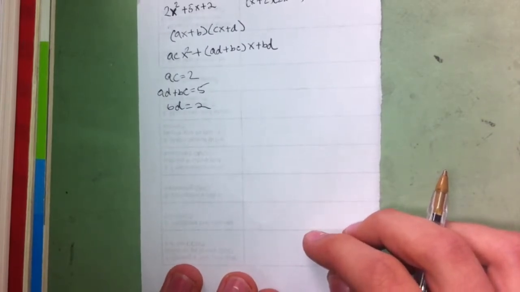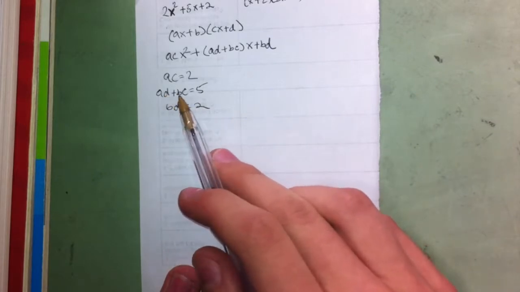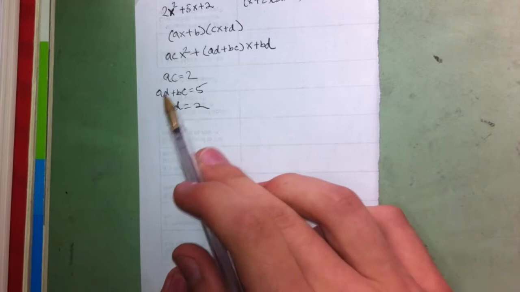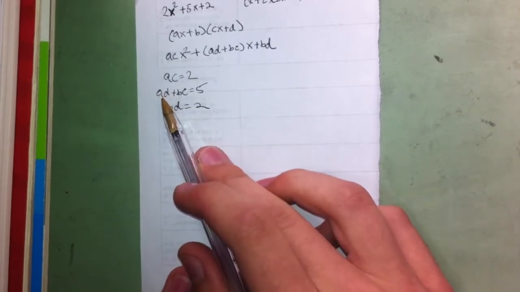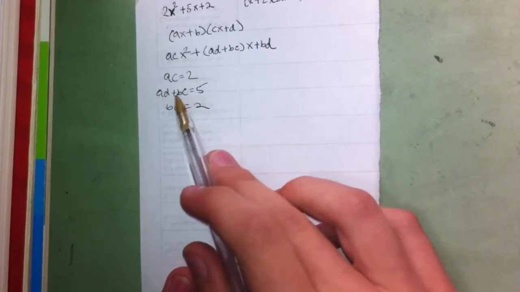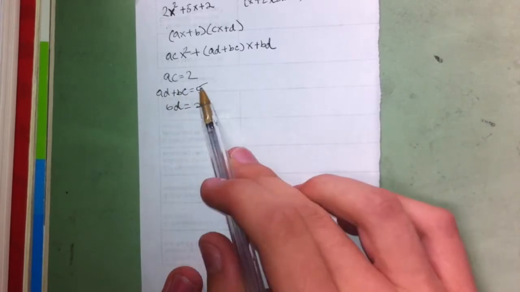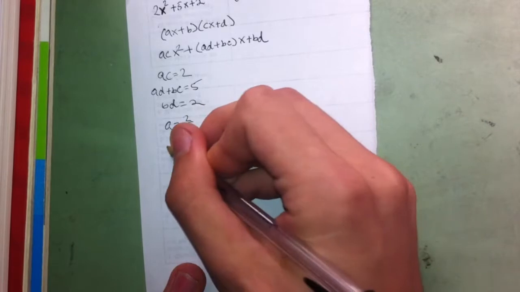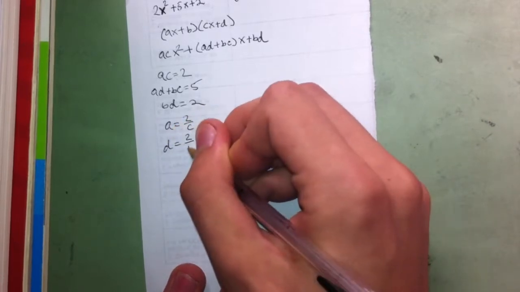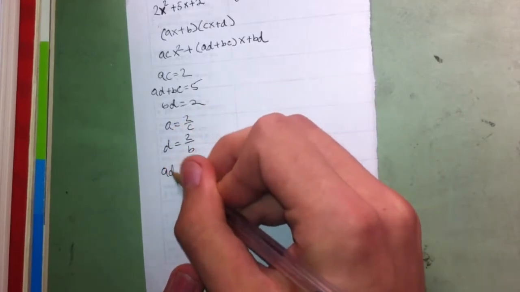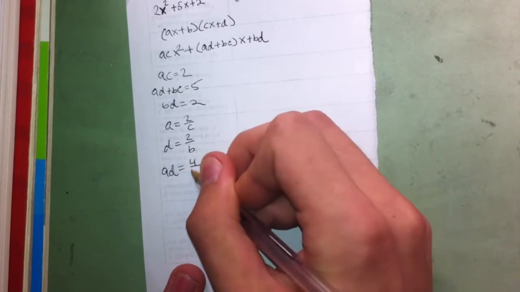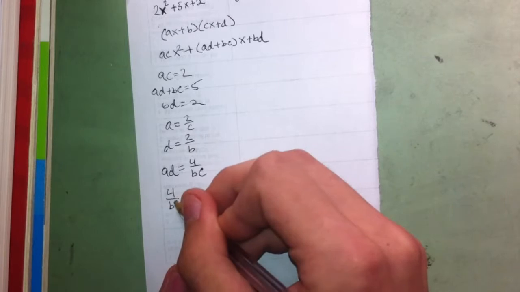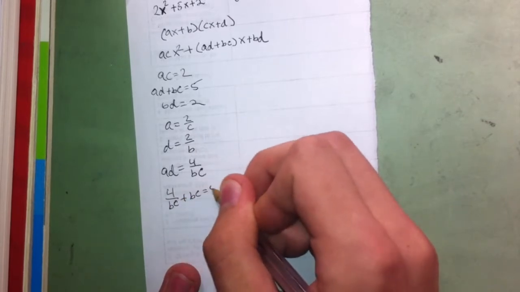And so what we want to do to solve this is we want to come up with expressions for ad and bc, because those are the two combinations we don't have here. And so the way we're going to do that is by finding ad in terms of b and c and then substituting it in here and then solving that equation. So a is going to be 2 over c, and d is going to equal 2 over b. And so ad is going to equal 4 over bc.